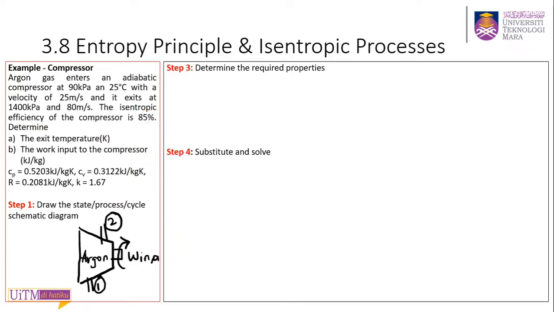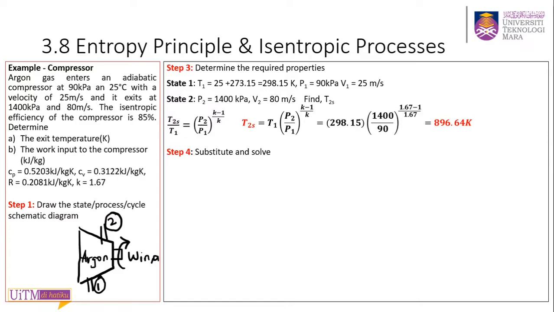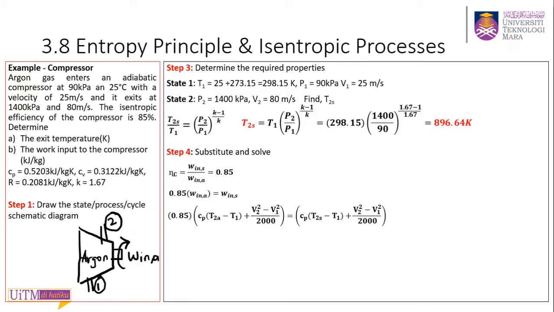For step 3, we determine the required properties at each of the states. For state 1, just remember to convert the temperature to units Kelvin. For state 2, using the isentropic relationship equation, we can calculate the ideal exit temperature T2S. For step 4, to solve for exit temperature, from the isentropic equation, we can rearrange the equation and substitute the related equation.